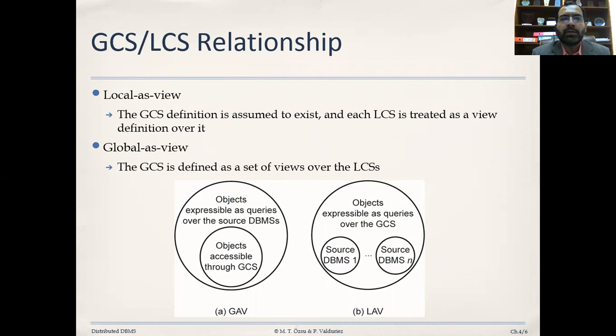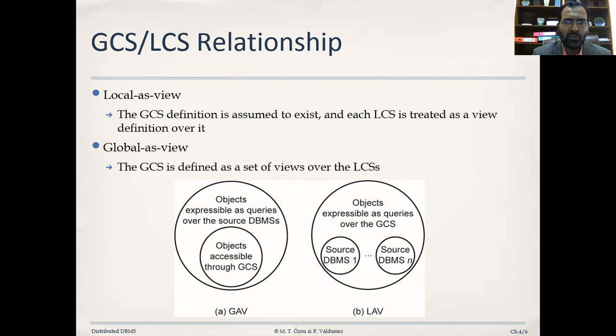Global as view, as you can see, is defined this way: the GCS is defined as a set of views over the LCS. Now, here the difference is that first we have the LCS definitions, and then GCS is defined on those views which are represented by the LCS. So it is only a matter of perception.